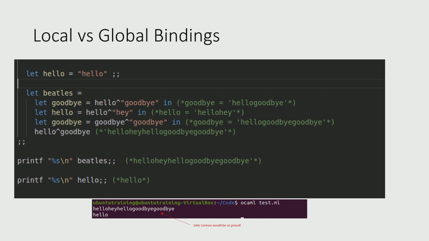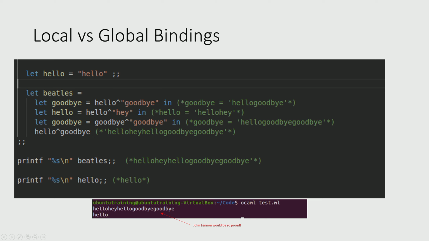And what you notice is that hello hey is used, which is what this second declaration of hello is within this Beatles variable. So we do actually have hello being used here instead of this global hello up here in order to get this final result, hello hey hello goodbye goodbye. And if we print the results here, you'll notice that we get hello hey hello goodbye goodbye. And if we print hello, we just get hello.